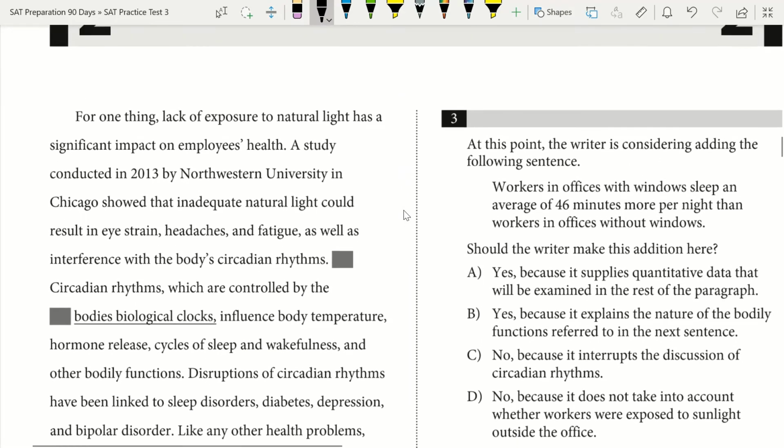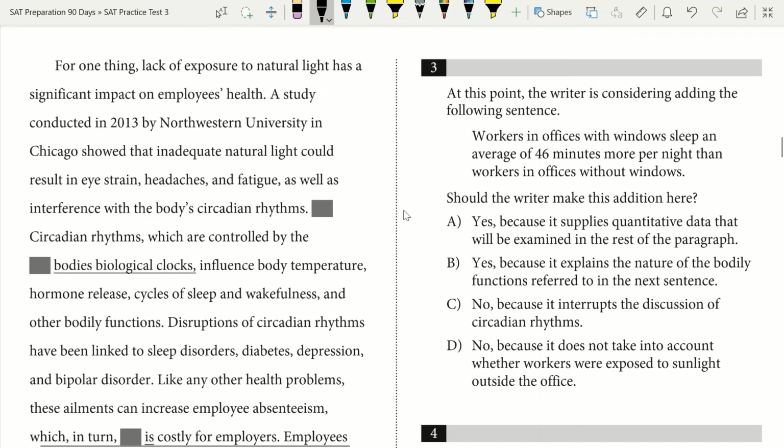We got question 3. For one thing, a lack of exposure to natural light has a significant impact on employees' health. A study conducted in 2013 by Northwestern University in Chicago showed that inadequate natural light could result in eye strain, headaches, and fatigue, as well as interference with the body's circadian rhythms. Circadian rhythms, which are controlled by the body's biological clocks. Okay, the bodies do possess those biological clocks, so we do need to have that apostrophe there.